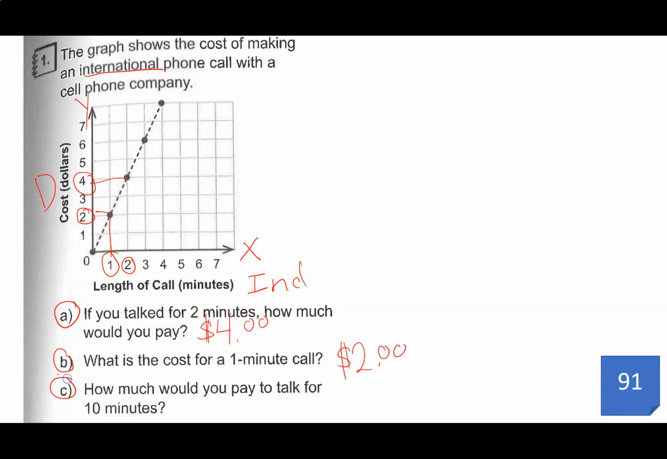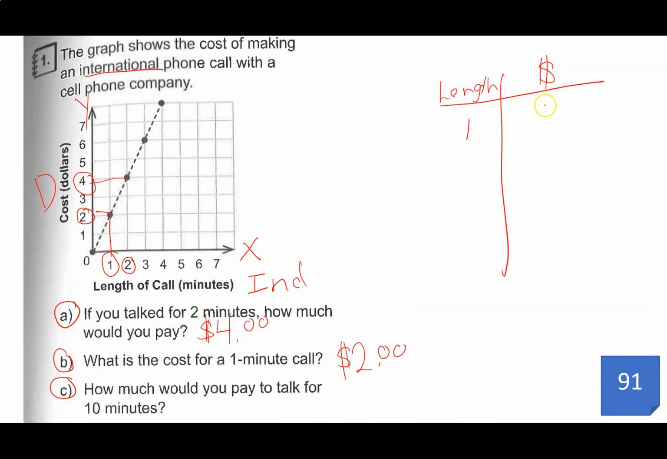Lastly, part C, how much would you pay to talk for 10 minutes? I would like you to try part C on your own. You're going to either need to extend the graph or determine a pattern. If you would like to look at a pattern, you may make a chart. So on one side, you could have the length of the call and then the cost in dollars.